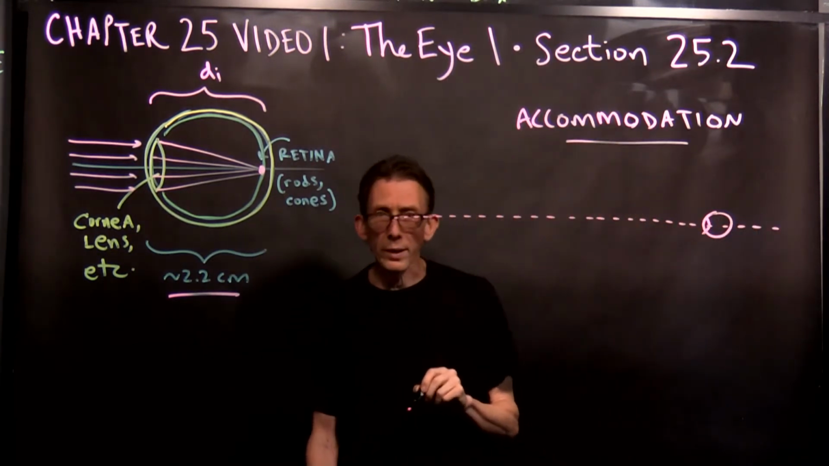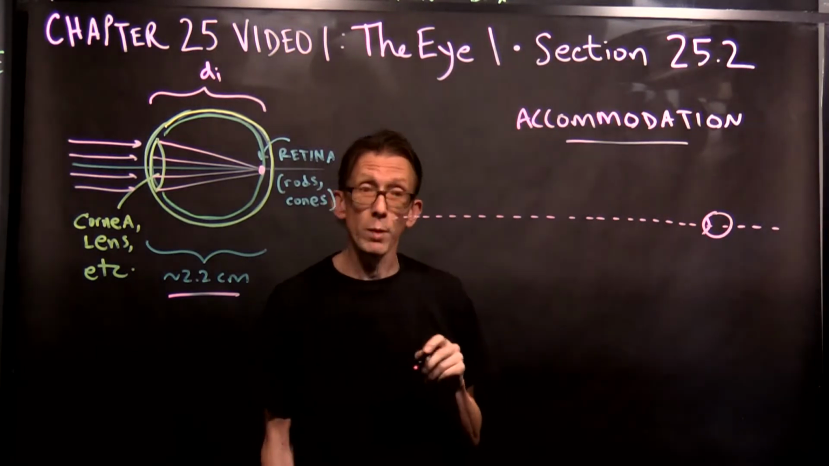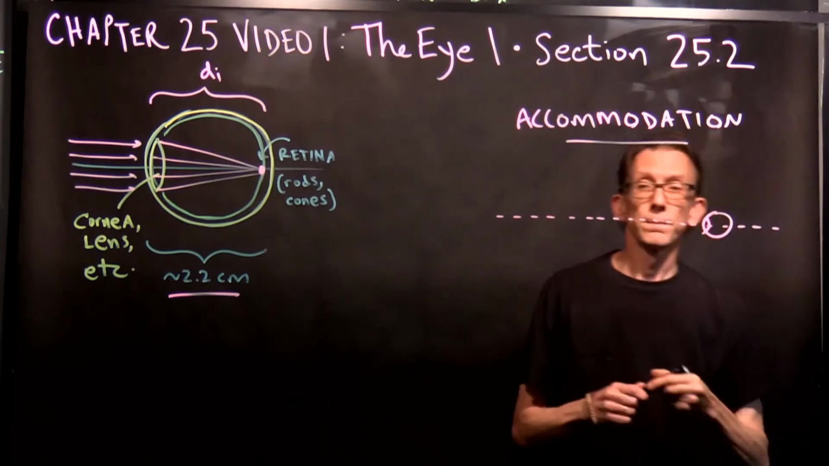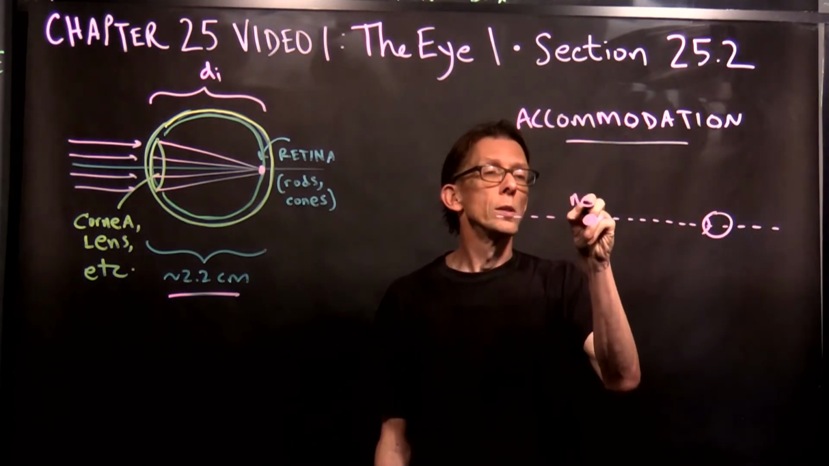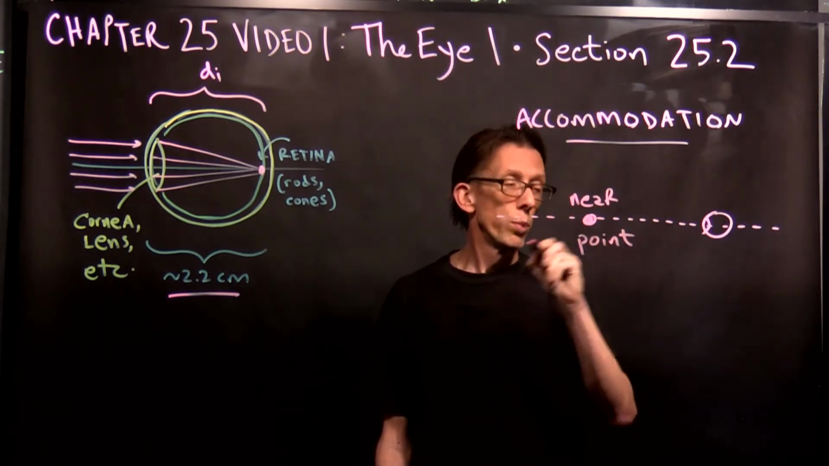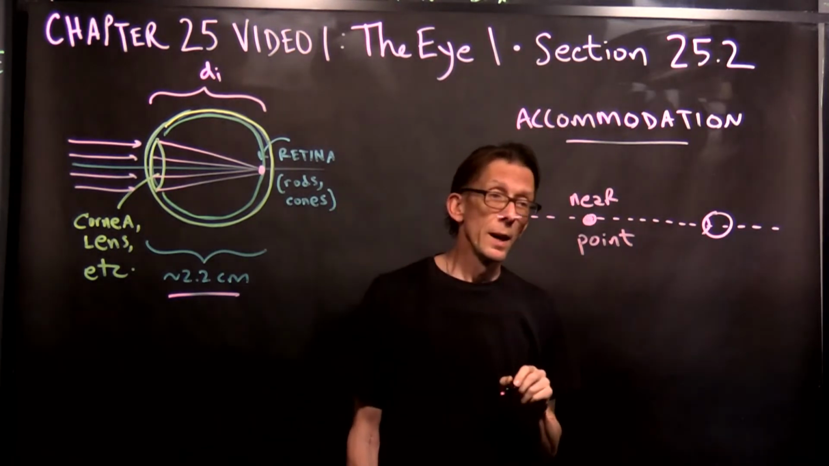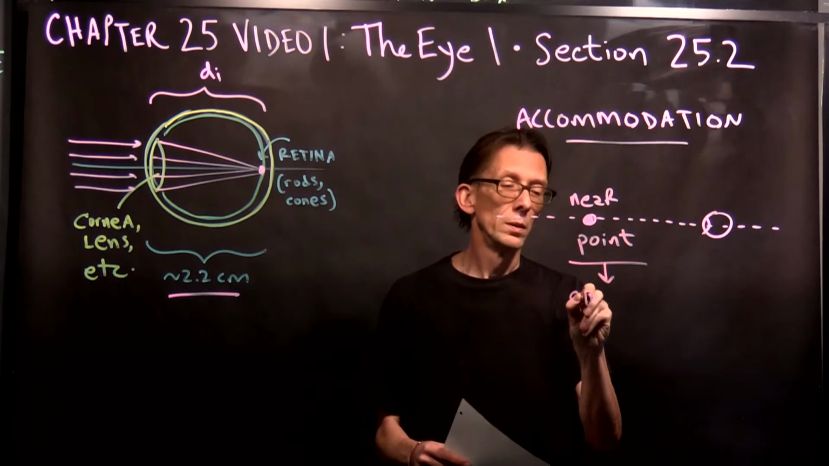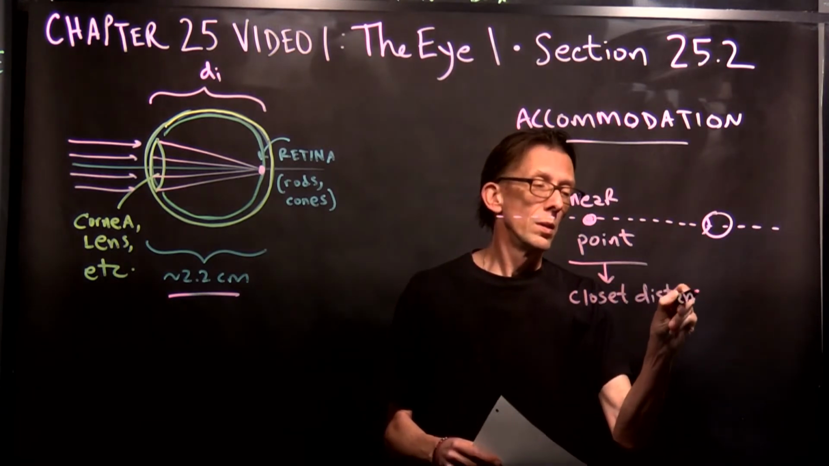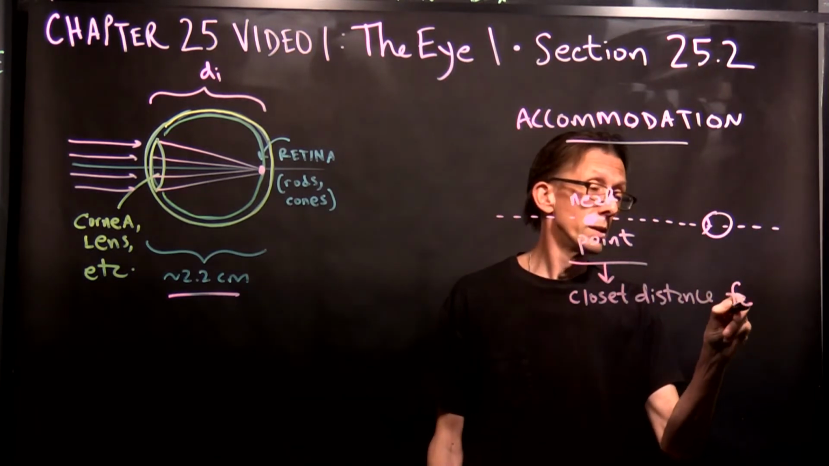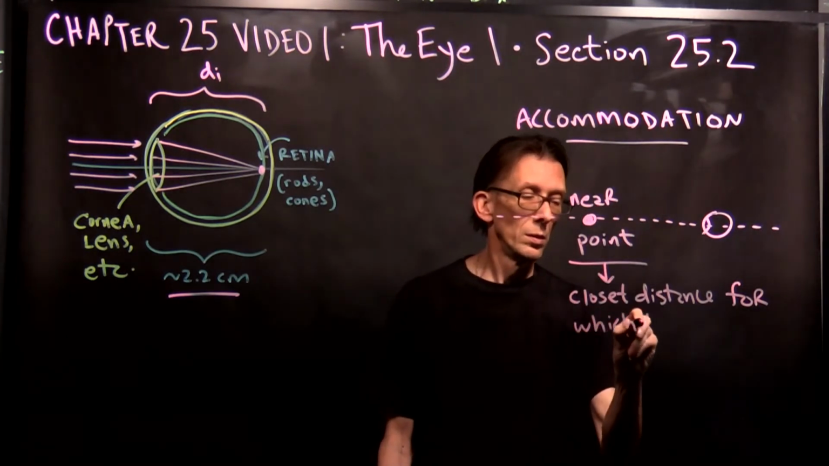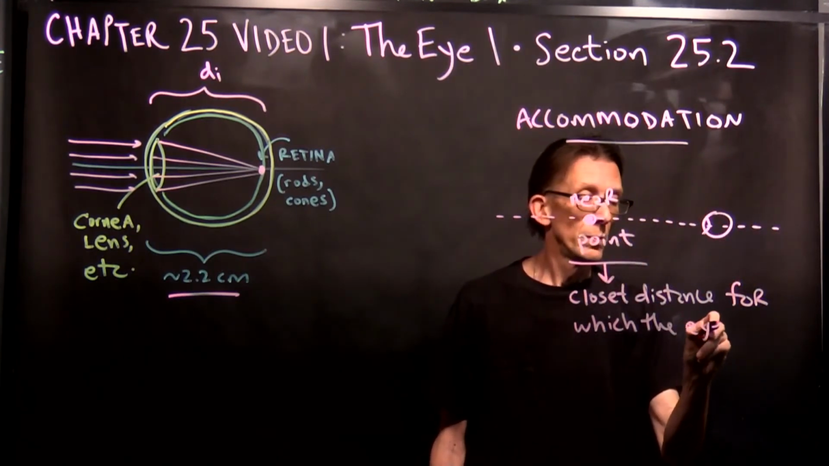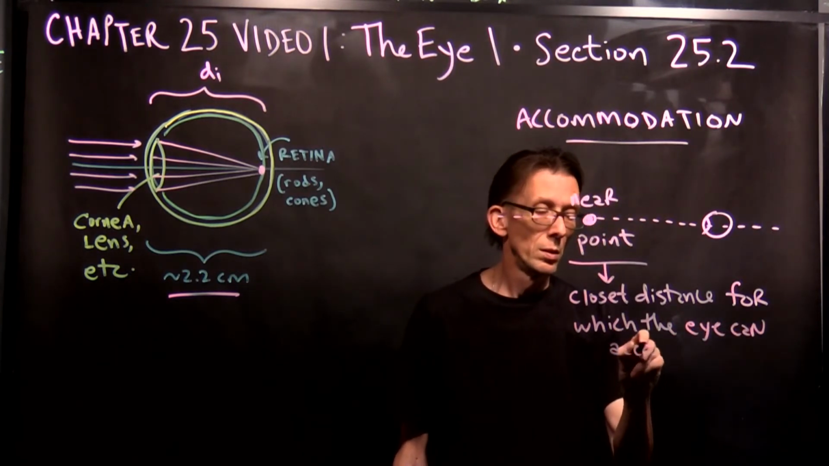There are 2 points that are important to us when we talk about the eye. There is a point called the near point, and that is the closest distance for which the eye can accommodate. The eye can accommodate. Two M's.